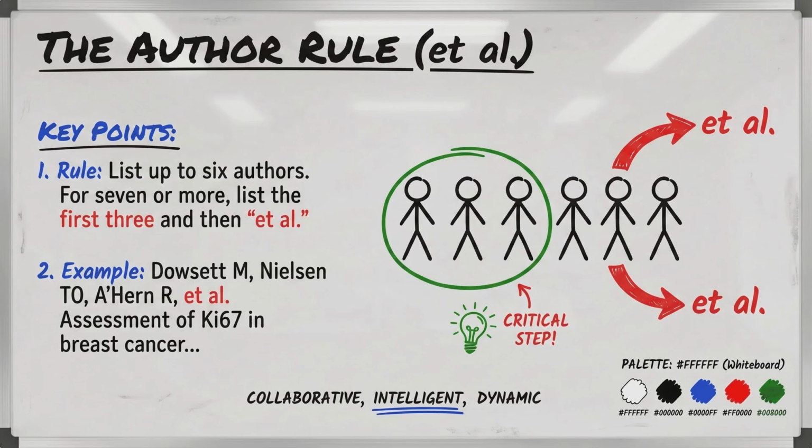For example, when citing a foundational paper like Shy and others from 1991 on the microwave antigen retrieval, you're not just listing a name. You're acknowledging a revolution in immunohistochemistry that dramatically improved diagnostic accuracy, right?